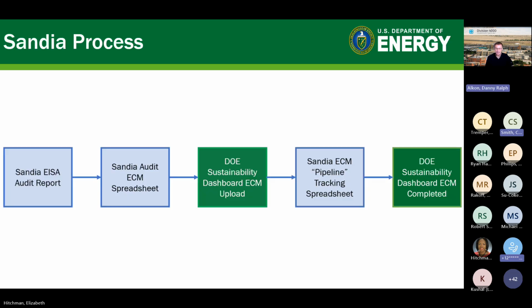So this is an overview again of the process that we have. We go through the Sandia EISA audits, and ECMs are born there. And we have our proprietary, our in-house Sandia audit ECM spreadsheet that I showed you before. Then we upload it to the DOE sustainability dashboard. It also gets put into our pipeline tracking spreadsheet where we track the status of that again. And then once projects are completed, we go into the DOE dashboard and mark them completed.